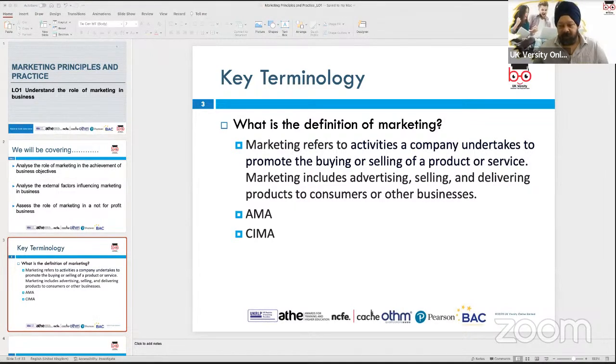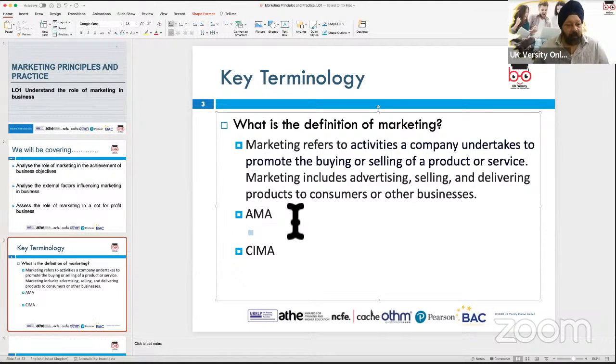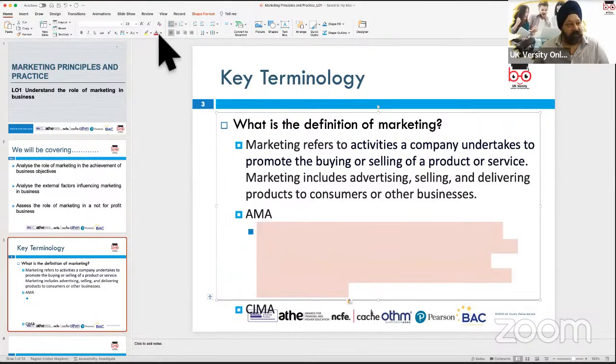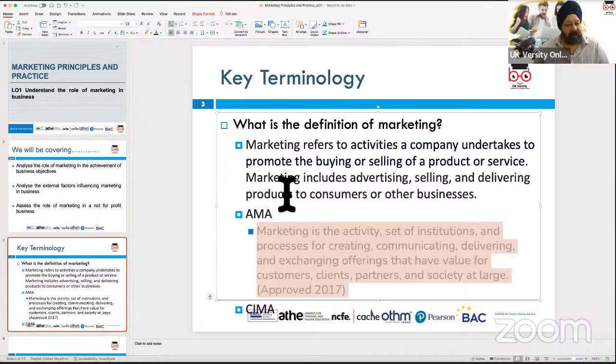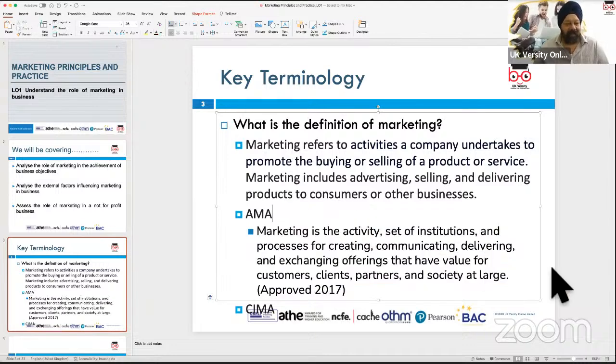And when we talk about the American Marketing Association, they have an approved definition of marketing. This definition changes slightly over a period of time, but the key essence of it remains the same. As per the American Marketing Association, marketing is a set of activities and a set of institutions which are in the process of creating, communicating, delivering, exchanging, and offering value for consumers, clients, and partners in exchange for a good or service.